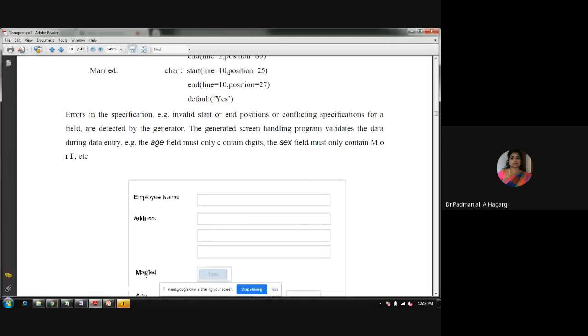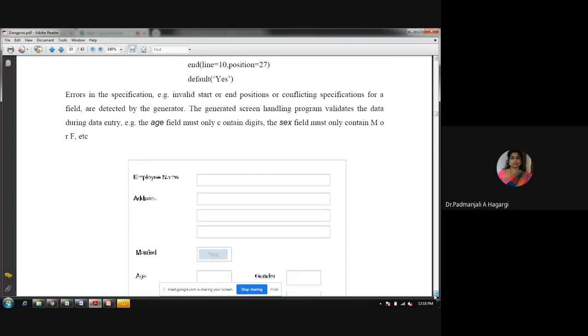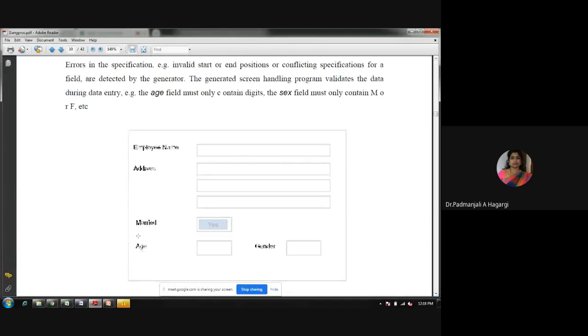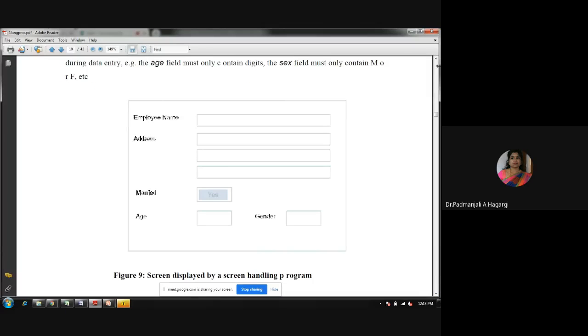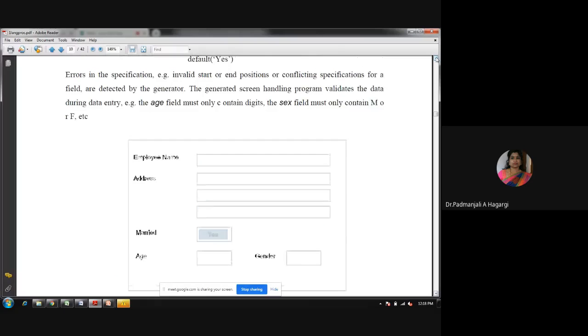So marital status is only yes or no, so it can be something like a combo box. Whereas the other fields I have added here are age and gender. For age and gender, once I submit this, that is nothing but the execution part, the model which is going for the execution model.